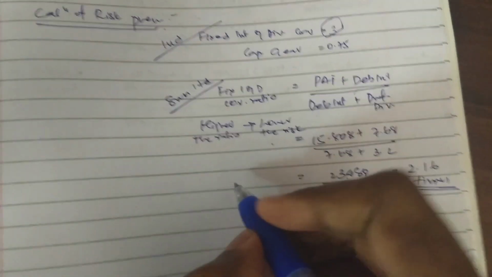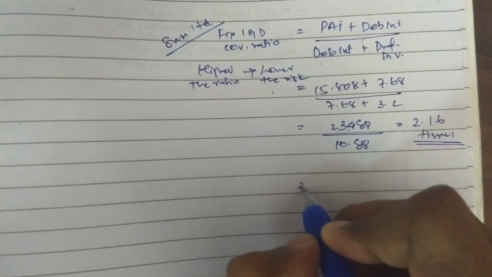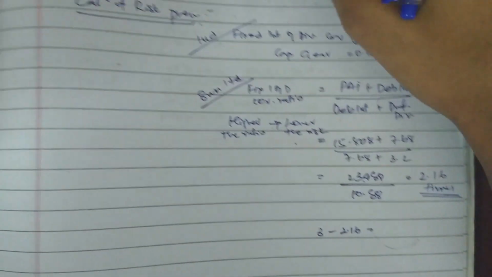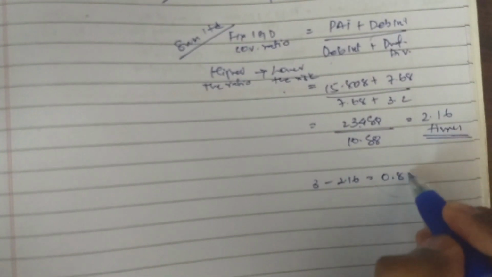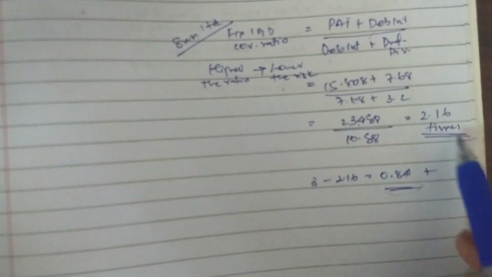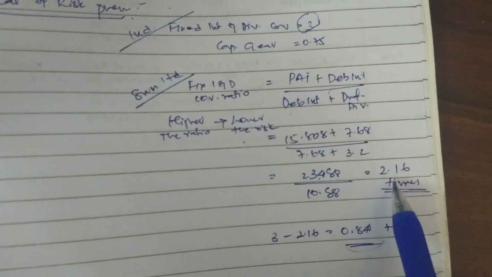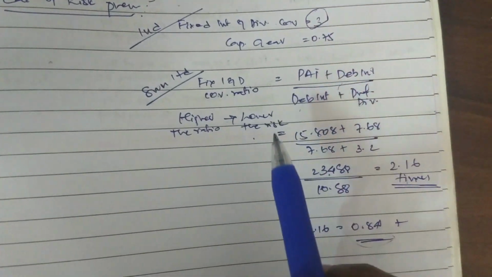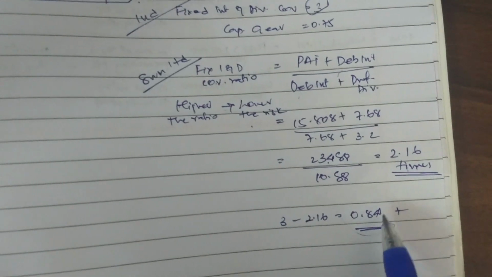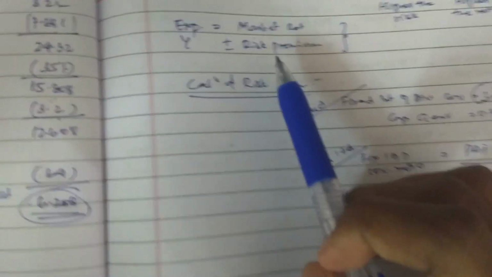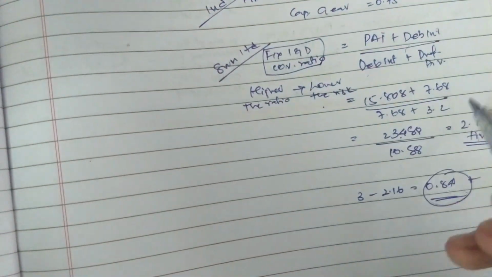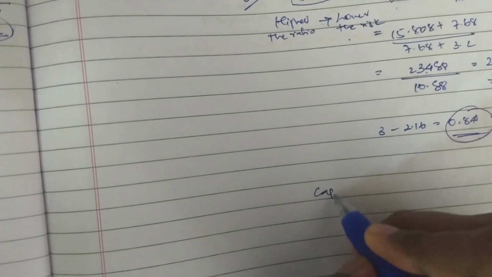So to the extent of 3 minus 2.16, that is 0.84, is the addition in risk. Since it is a lower ratio than 3, we have a higher risk. So 0.84 times will be added as risk premium to our initial risk premium. In a similar way, we found the fixed interest and fixed dividend; similarly, we look at the capital gearing ratio, which is given in the question.